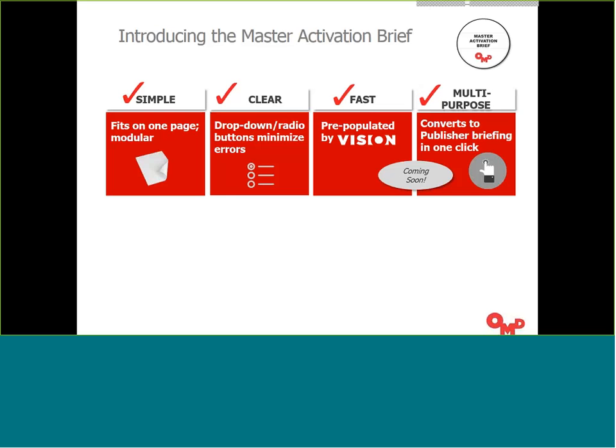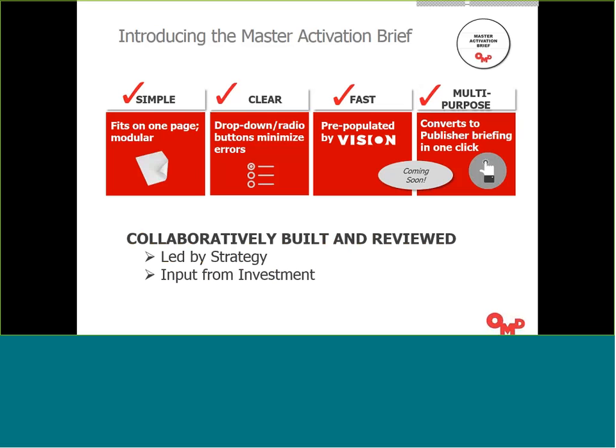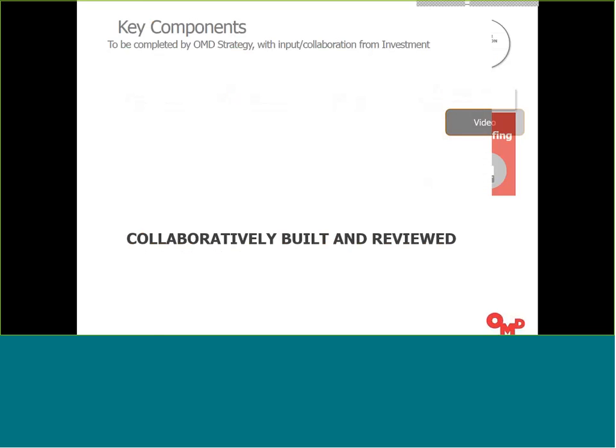But the most important part about the master brief is it's not just a document that the strategy team fills out and then emails to investment and hopes for the best. The key piece of this is the collaboration mechanism, and this should be built together by both teams and reviewed together. So strategy will lead the master activation brief, filling it out, but it has to have input from the investment team so that both groups are aligned. And we'll talk about the specific steps to accomplish that in a few slides.